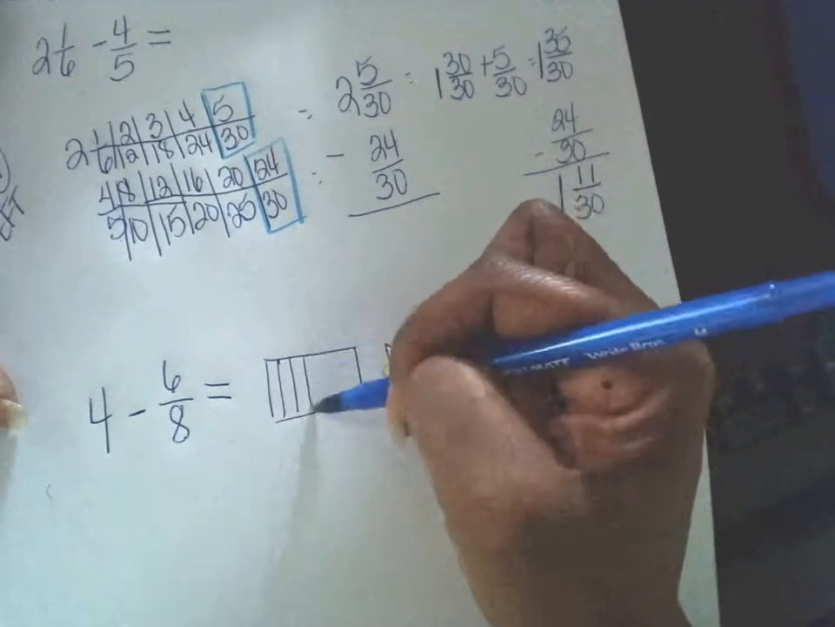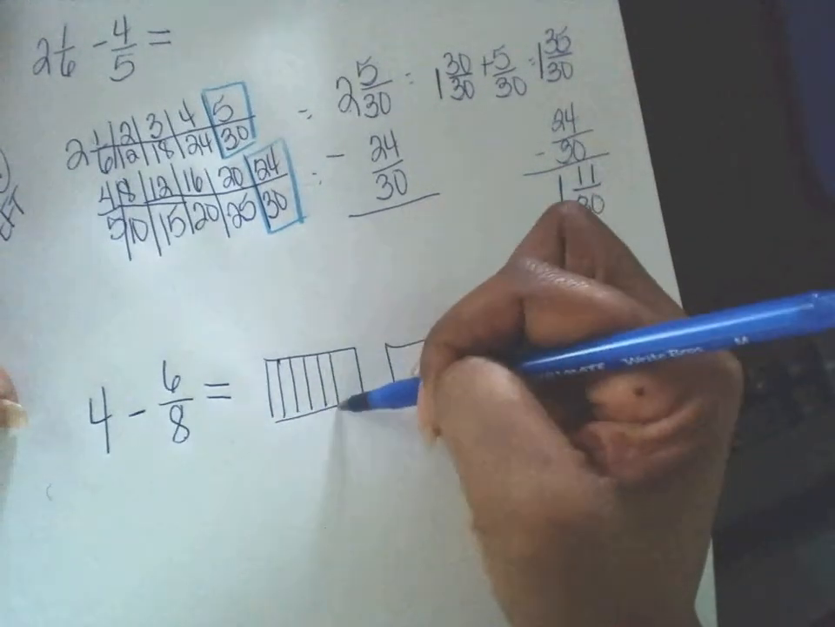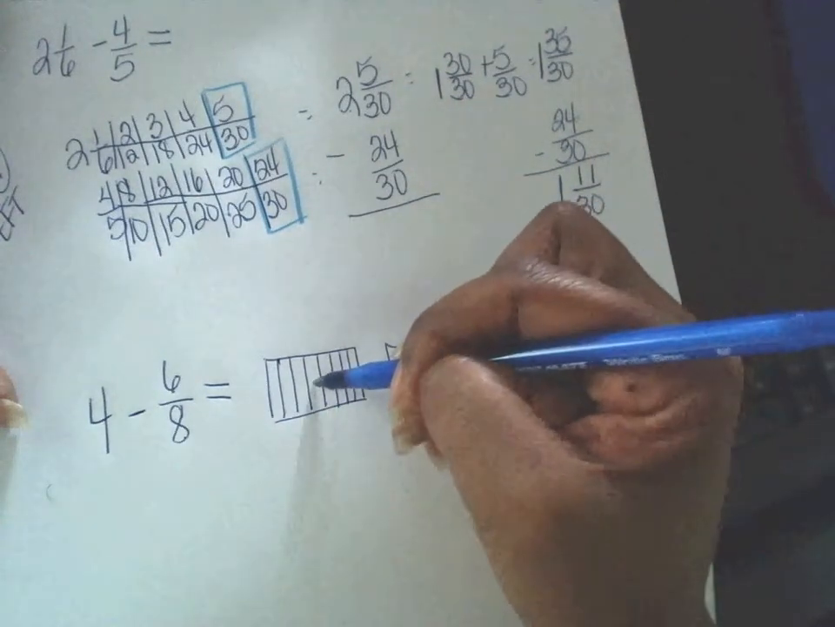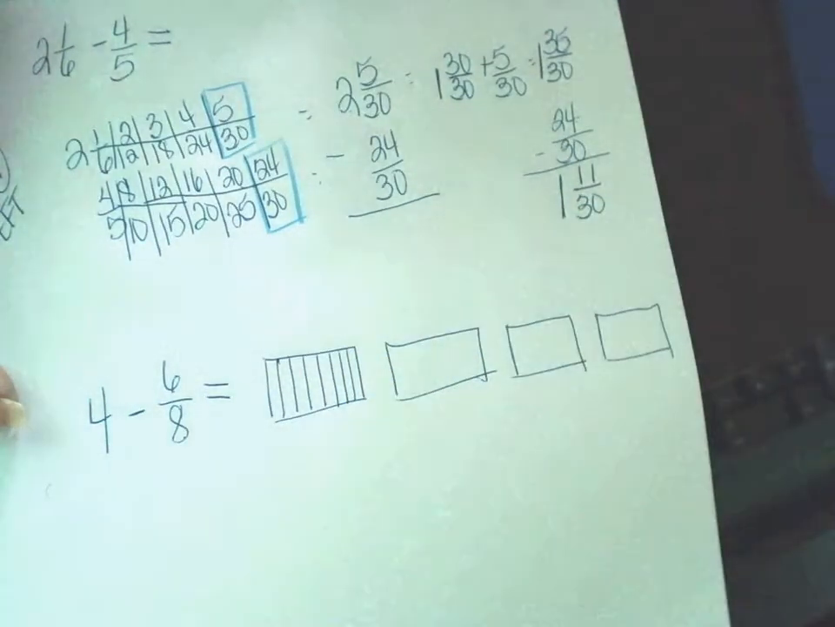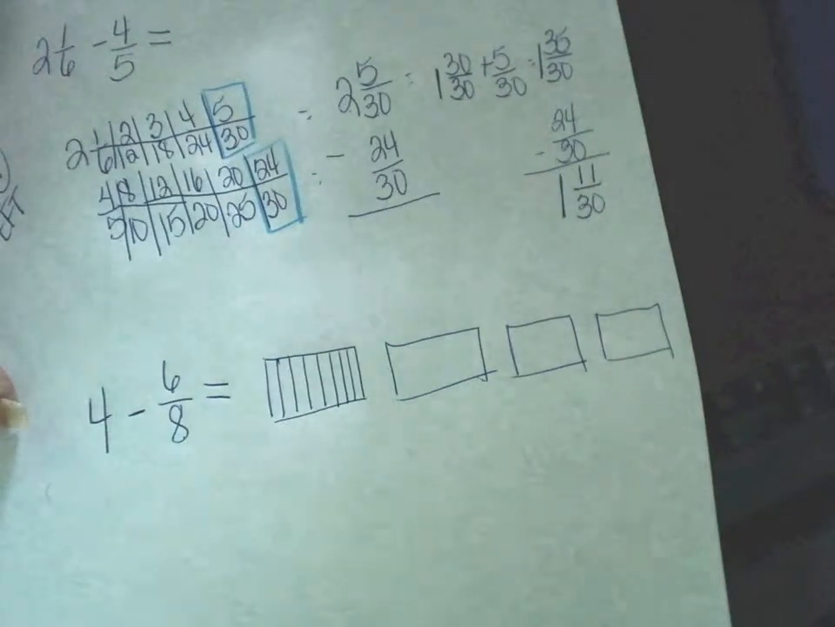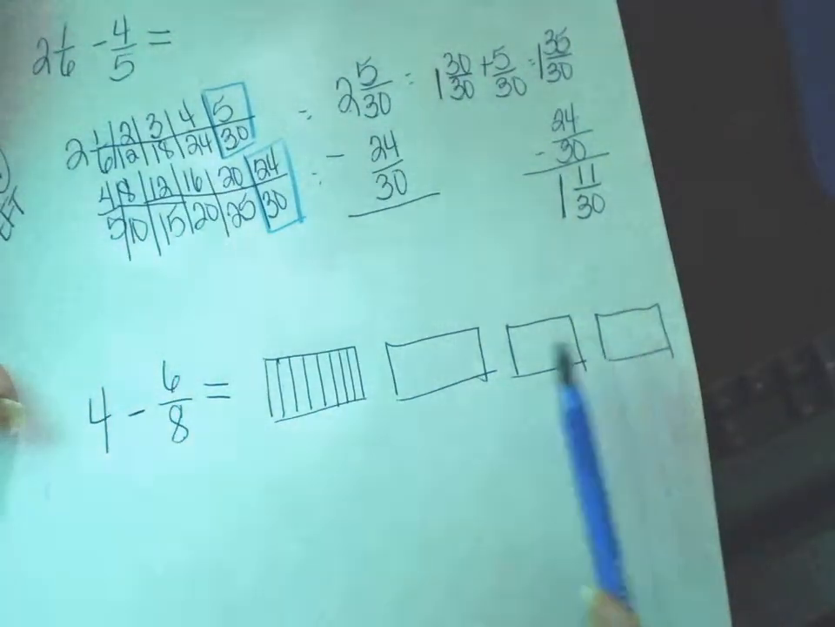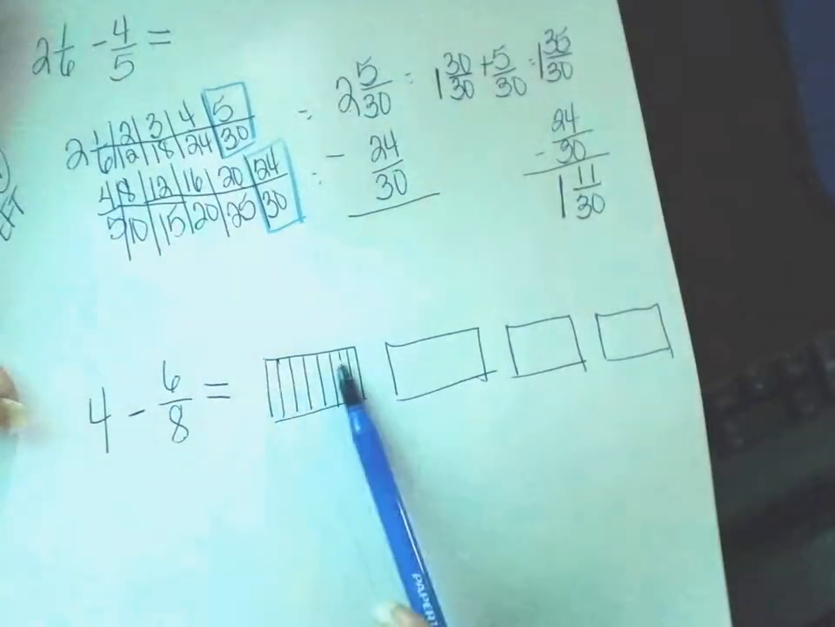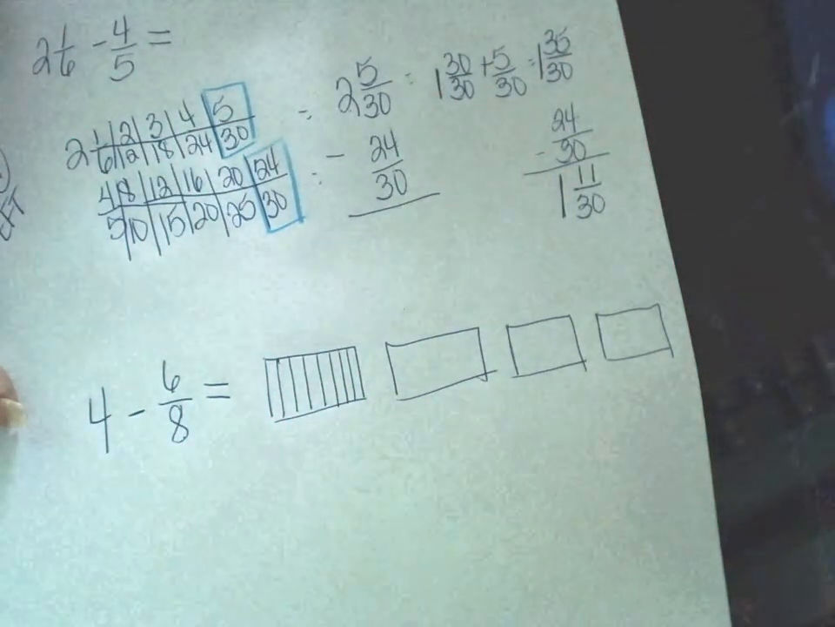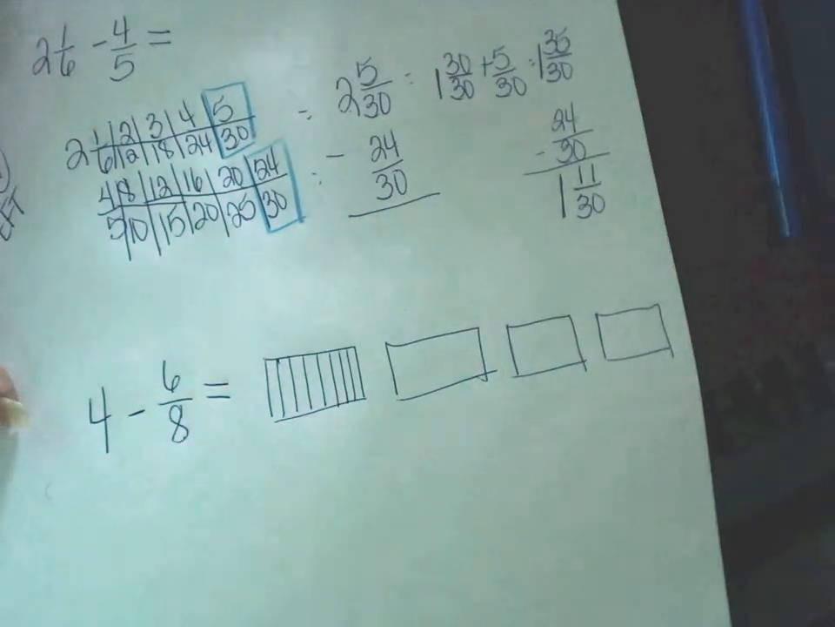So 1, 2, 3, 4, 5, 6. 1, 2, 3, 4, 5, 6, 7, 8. Okay, so there's 8. That one hole is broken into 8 pieces. Is it still a hole? Yes, it is still a hole. Okay, so what you have is 1, 2, 3 holes and then 8 eighths. Does that make sense? Okay, so we need to subtract 6/8.